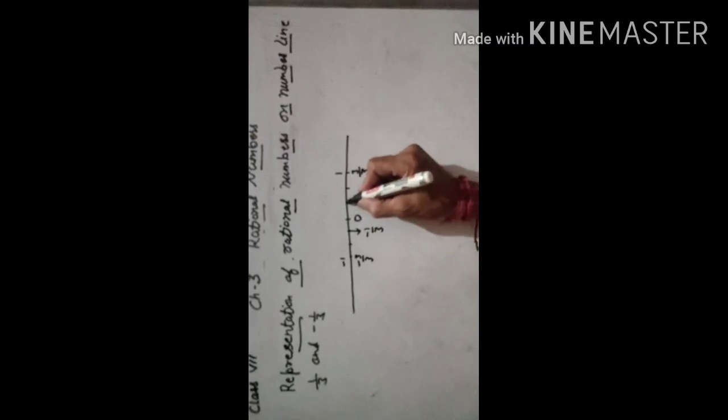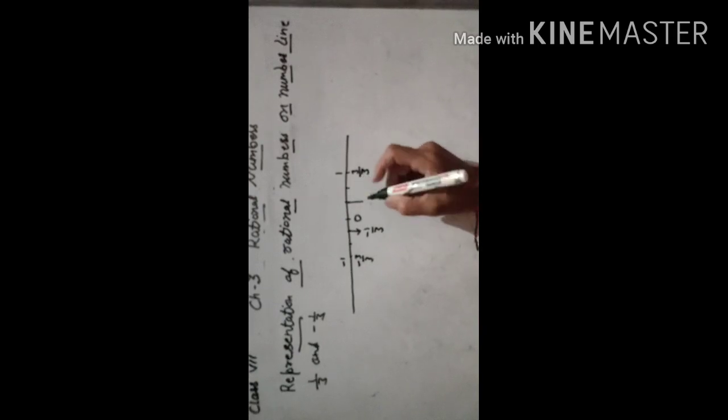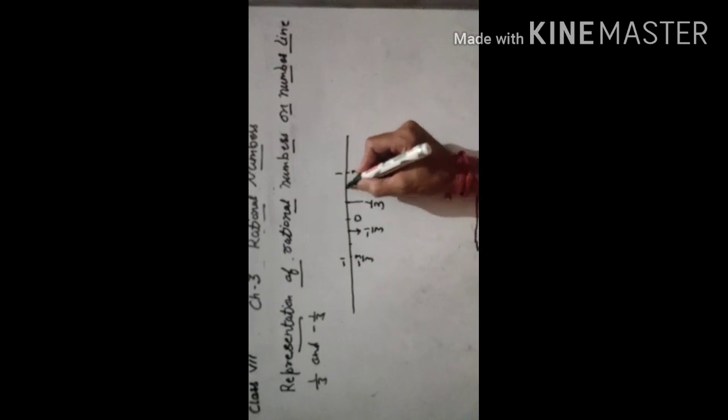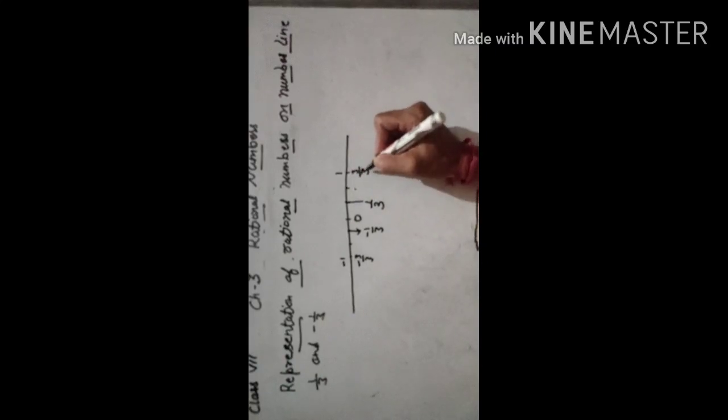So now we have to represent 1/3, that is, this is 1, so this point is -1/3, and this is 1/3 only. This point is 2/3, this point is 3/3.